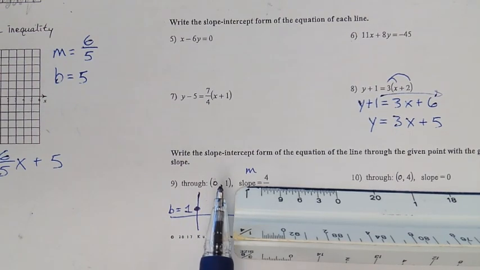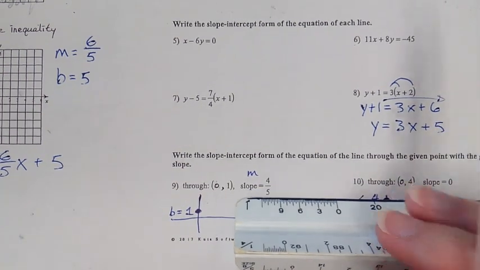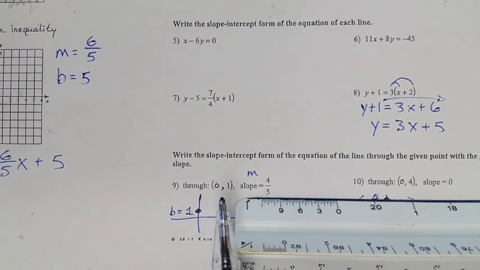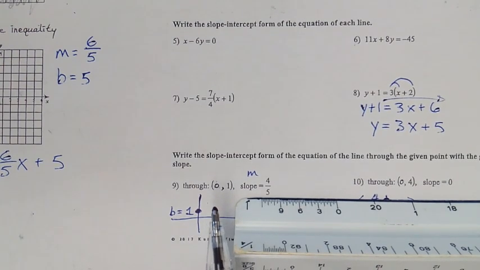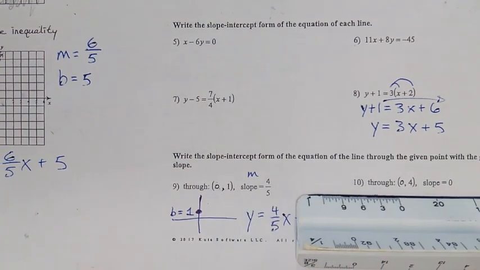Alright? So on the test, on the assignment, I don't always just tell you b is 1 or y-intercept is 1. I could tell you in point form. Okay? And when you plot that point, you'll see that it's actually your y-intercept. So you have m, you have b, so your equation is simply that.